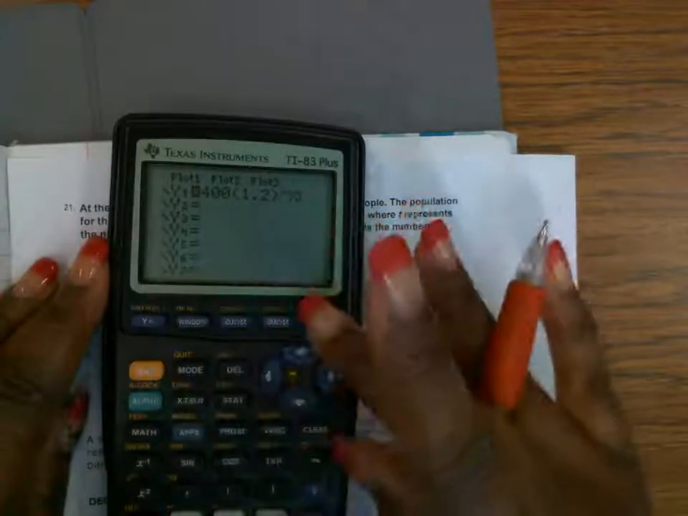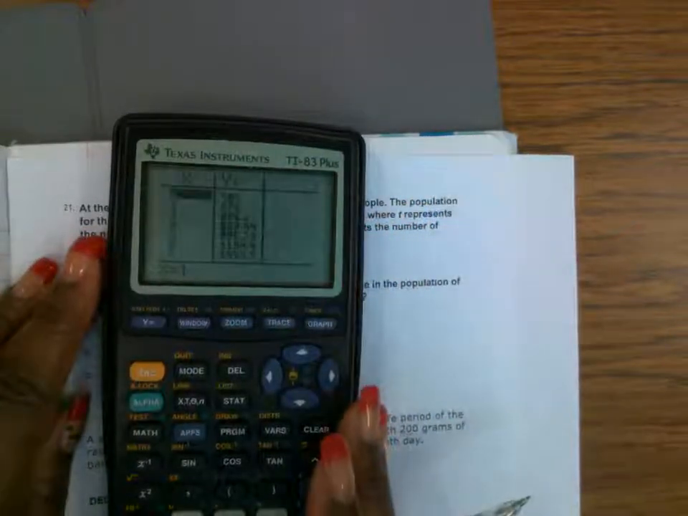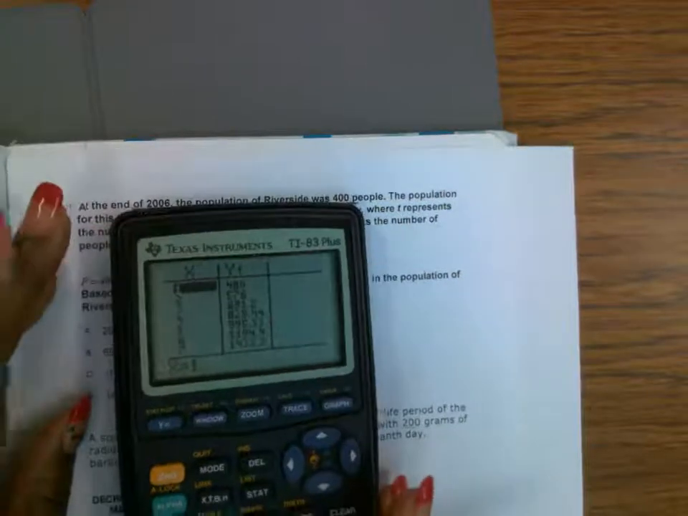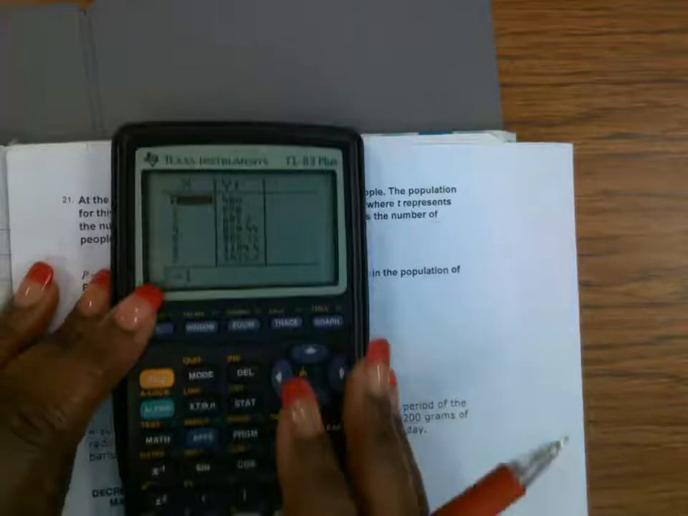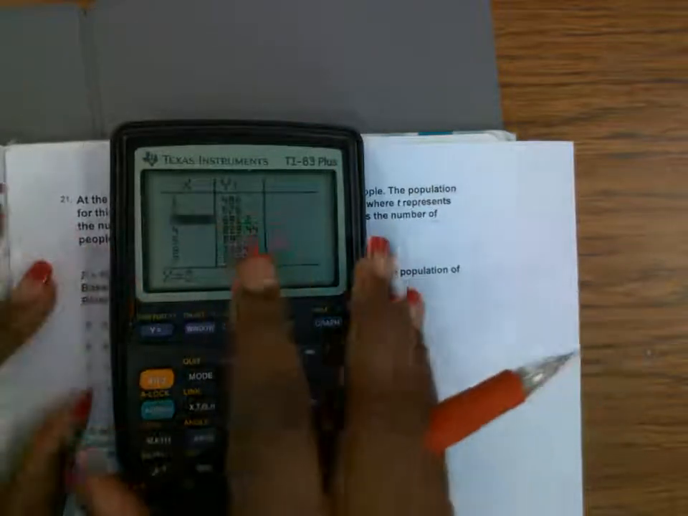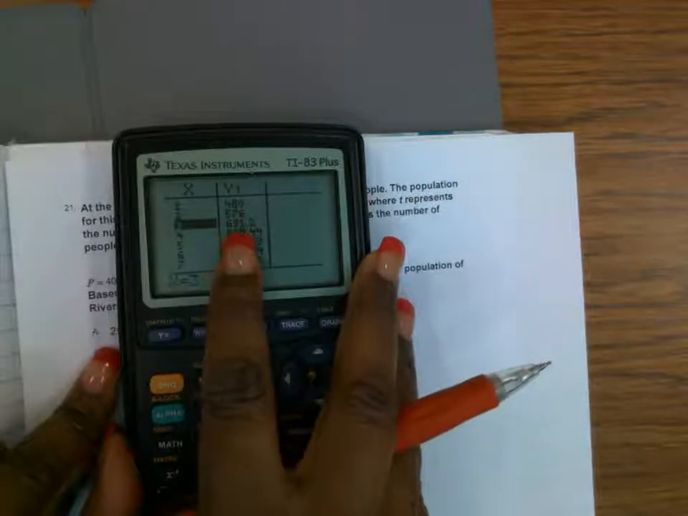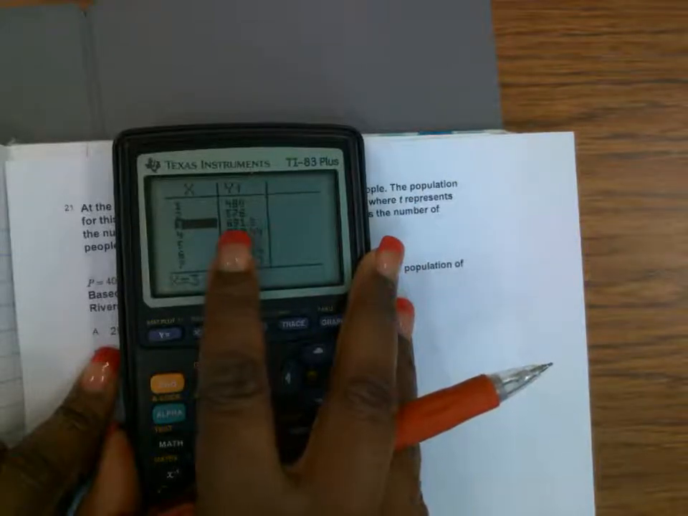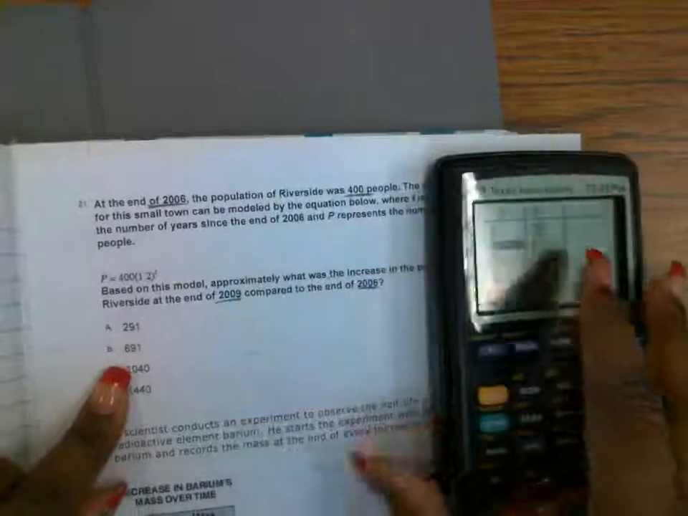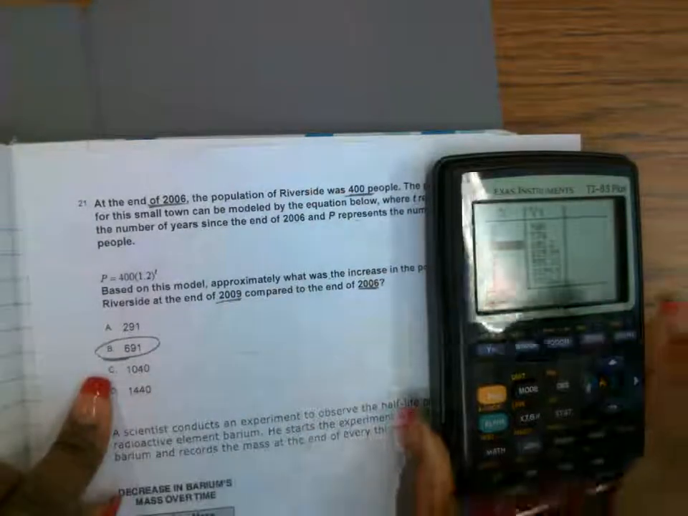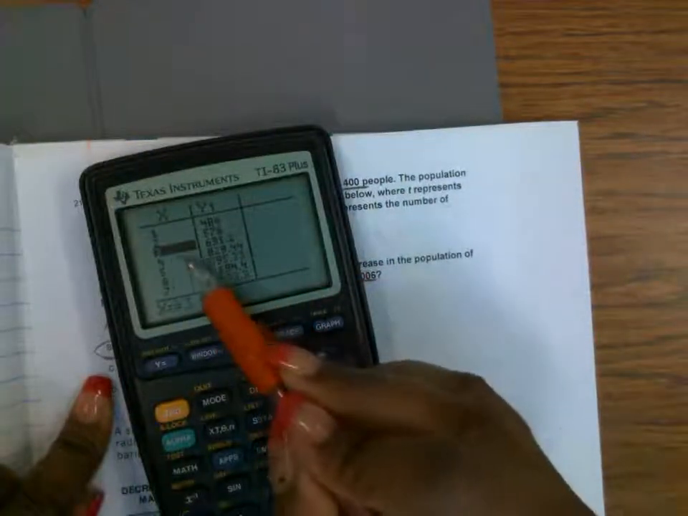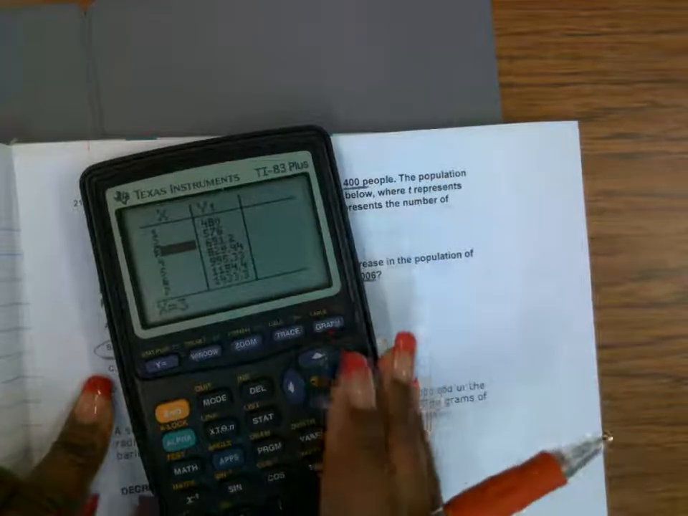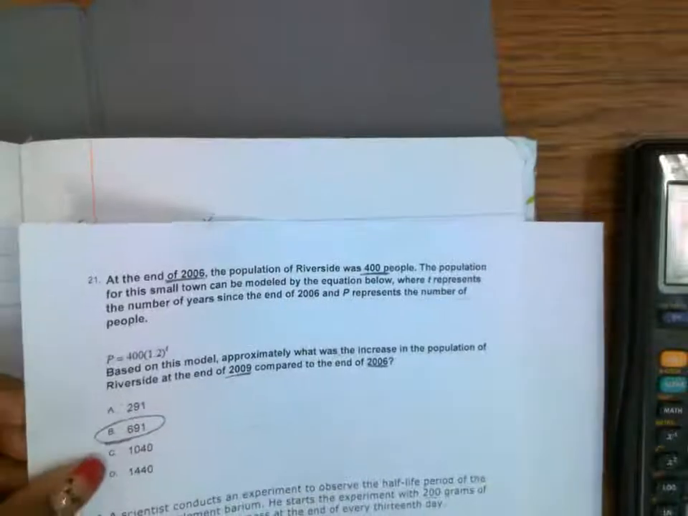But let's go to our table. And then we want 3 years after. Go down 3 years, right here is 691.2. So that's going to be B because it's 3 years after. So this is our answer here. Okay. So 21 is B.